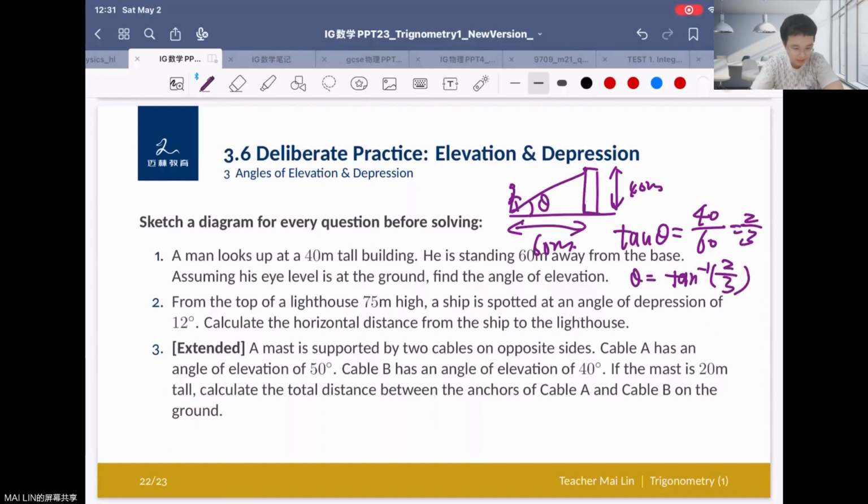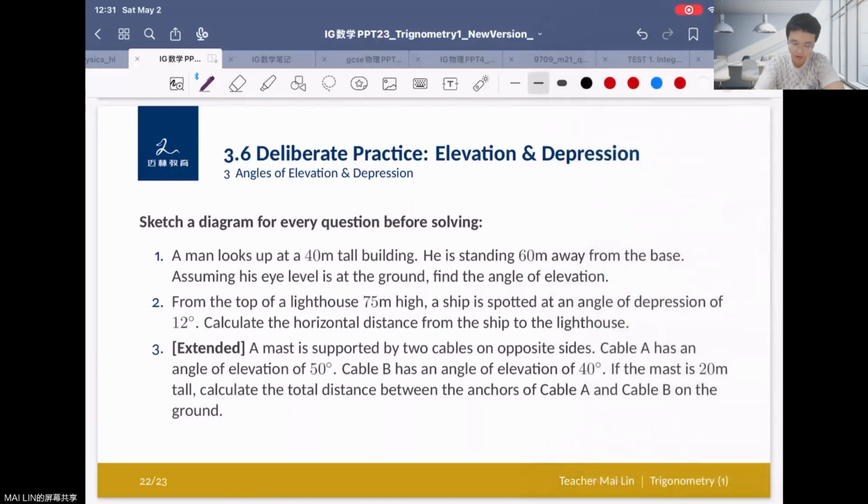Okay, that is it. And the second problem is: from the top of a lighthouse of 75-meter height, a ship is spotted at an angle of depression of 12 degrees. Find the horizontal distance from the ship to the lighthouse. So here, the lighthouse is 75 meters tall, and the ship is spotted at the angle of depression of 12 degrees, okay? So here is 12 degrees, right?